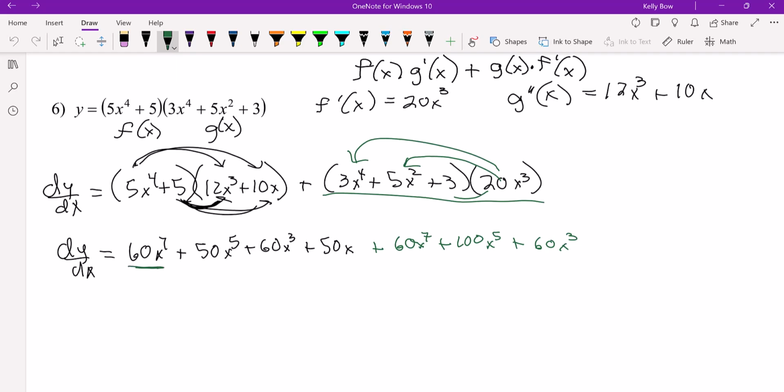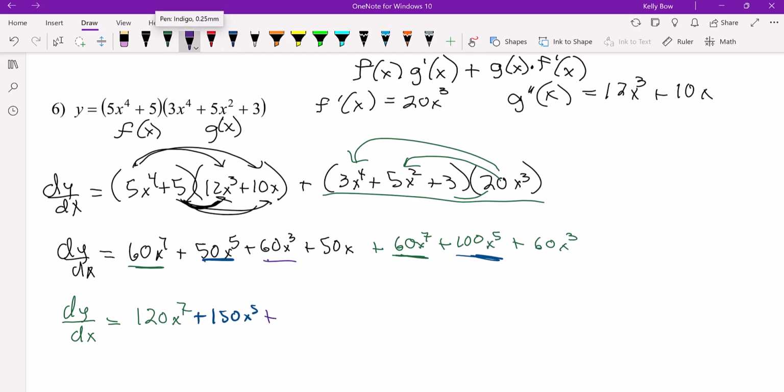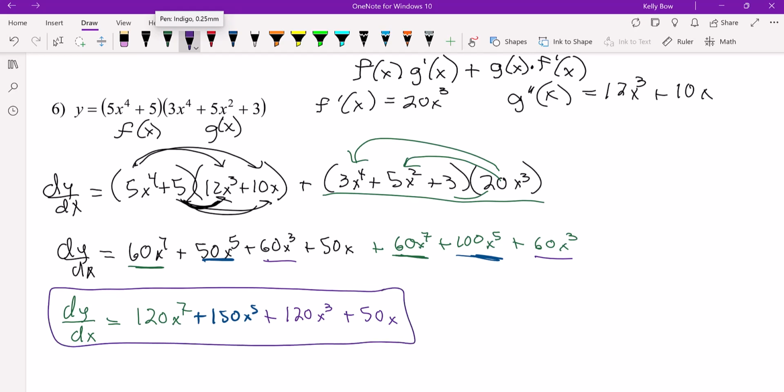All right, well, those two things, so we're going to add now like terms. They have to be the same variable and the same exponent number. So we have 120x to the seventh, and we've got these x to the fifths, plus 150x to the fifth. We've got 120x cubed plus 50x. So this right here is the product rule. The next video will be quotient rule.